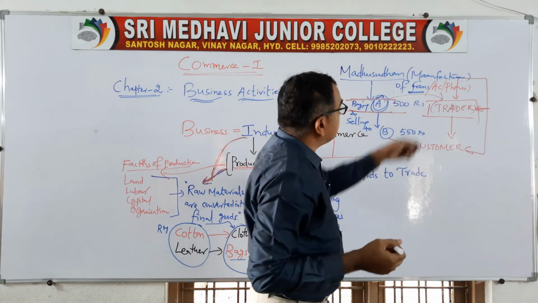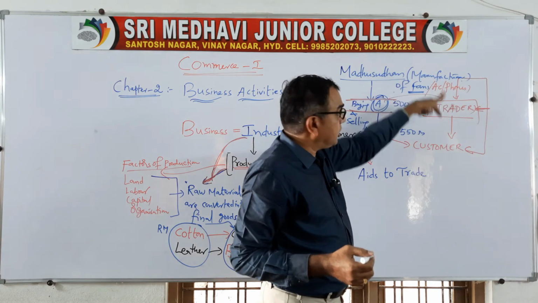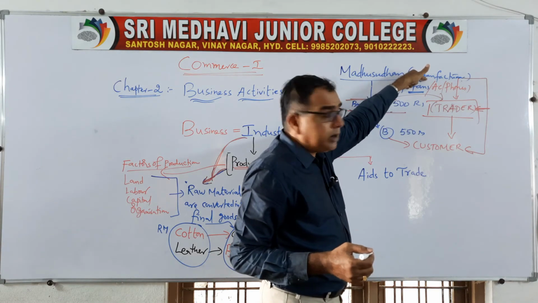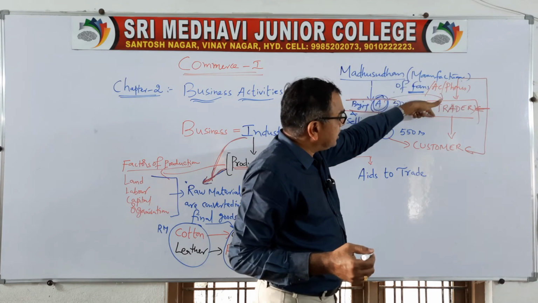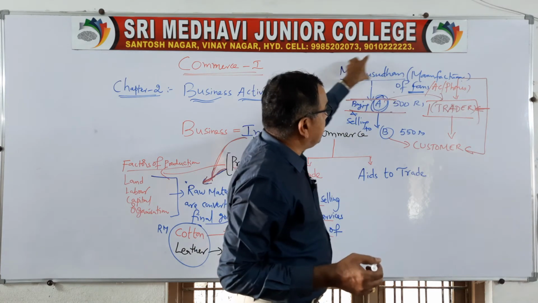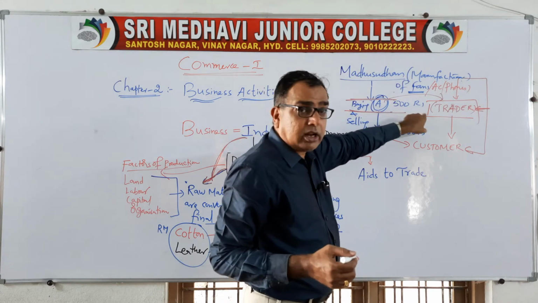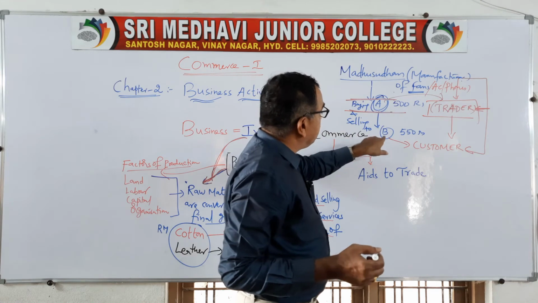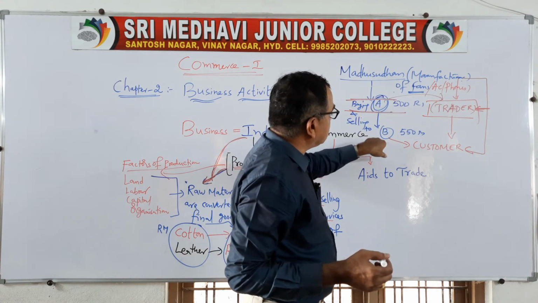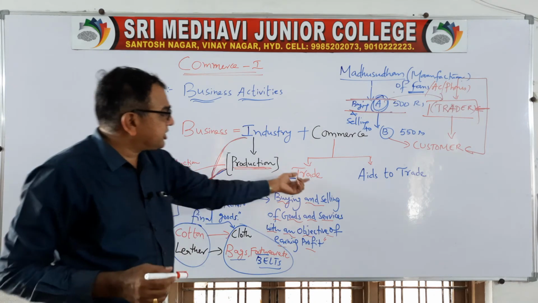Goods will flow from manufacturer to trader, trader to customer. Try to understand here. So Mr. Madhusudan, who is manufacturing, is called a manufacturer. Mr. A, who is buying from the manufacturer, is called a trader and is selling to Mr. B. So Mr. B is purchasing from A. The last one is called the customer. Clear? This is trade.